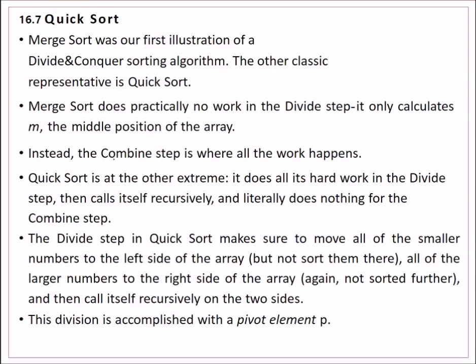In merge sort, the combining step is where all the work happens, while quicksort is somewhat different in this aspect: it does all its hard work in dividing the values or dividing the array, then calling itself recursively, and then combining. While the combining step is going on, most of the work is already done by the division.